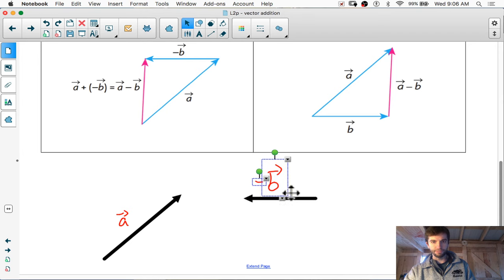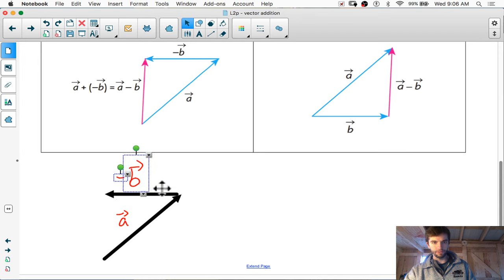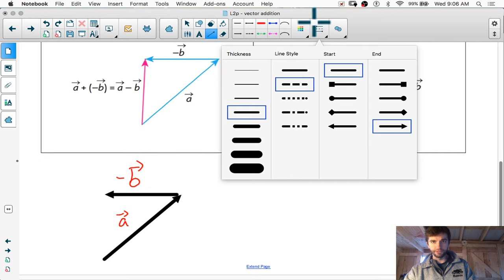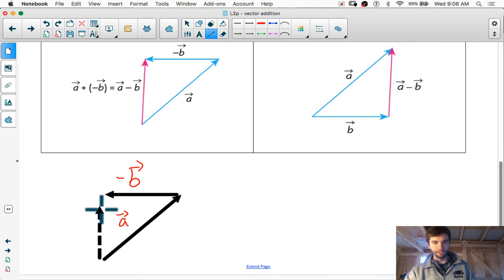Now we just add these two vectors together. So we place them tip to tail, like so. And the resultant goes from the tail of the first vector to the tip of the second vector. So it would look like that, and that's indicated in this diagram here. That's what A minus B would look like.